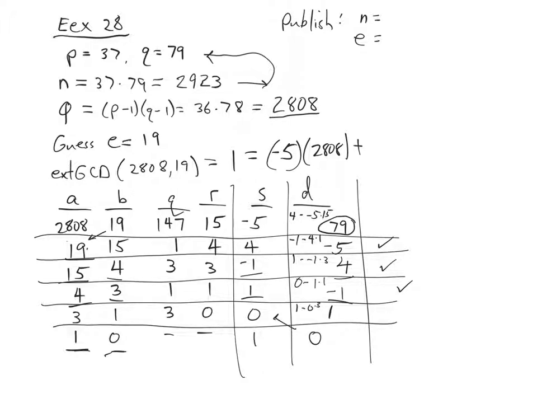Okay, plus 79 times 19. And I'm going to check that on my calculator momentarily. So 5 times 2808 is 14040. So this is minus 14040.